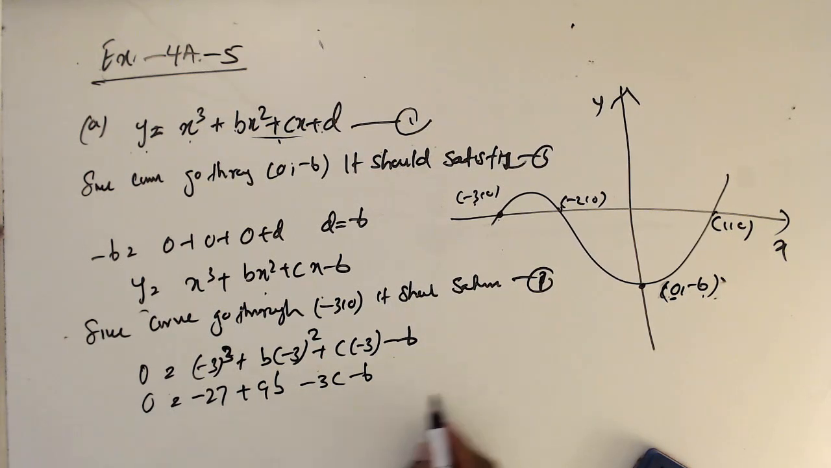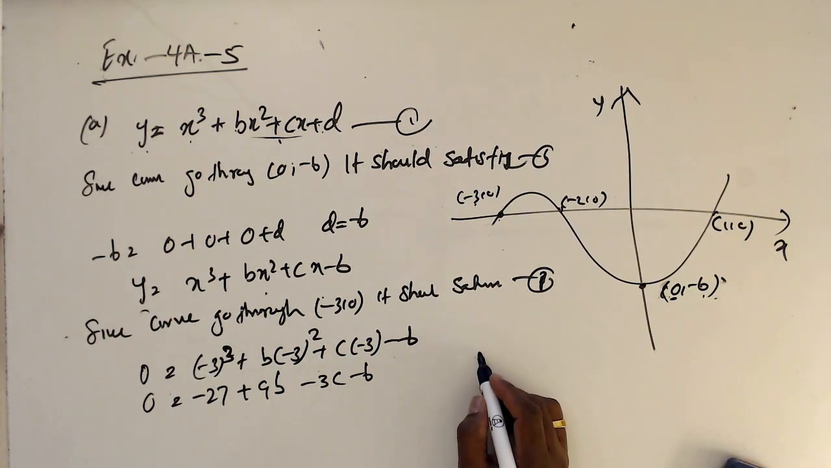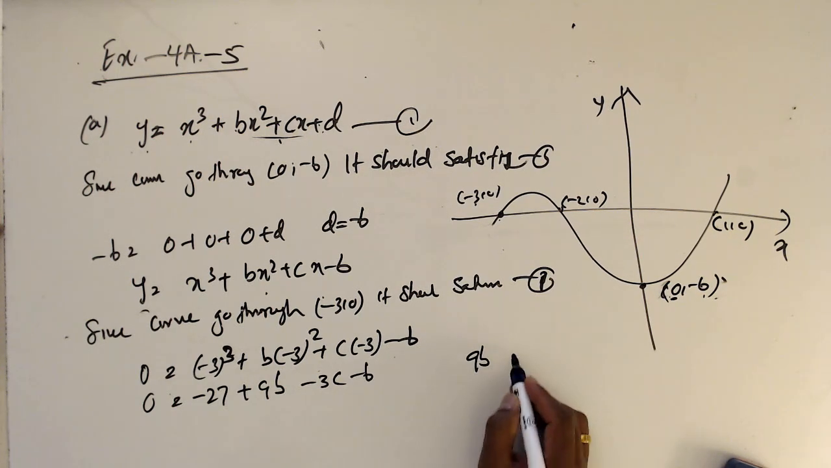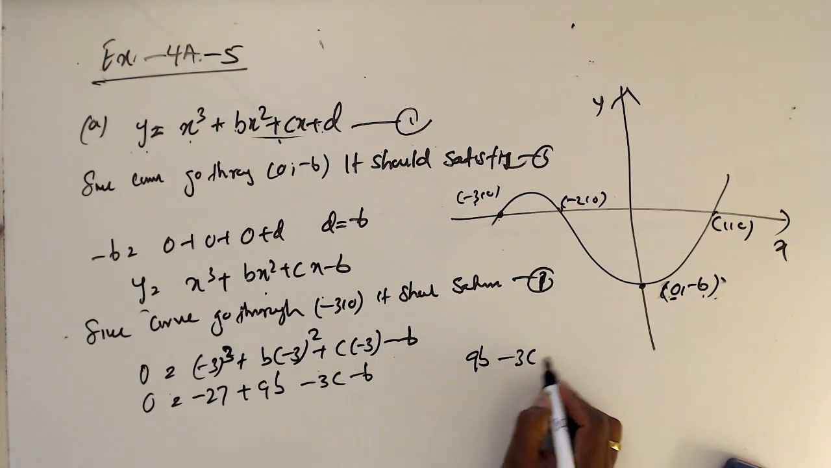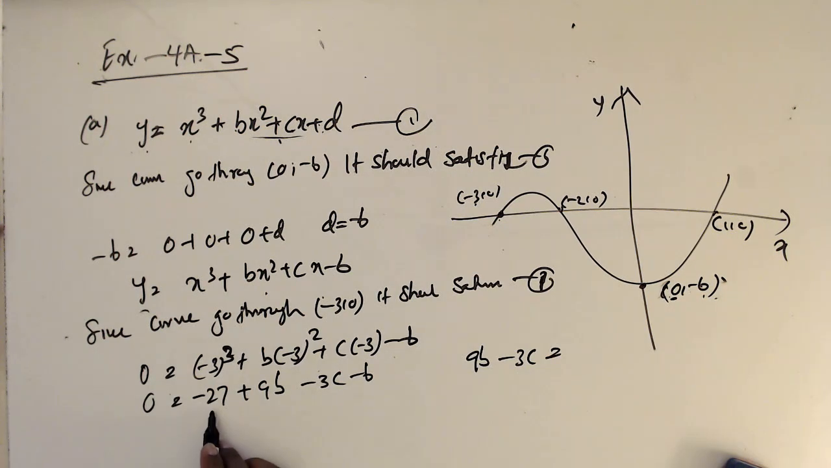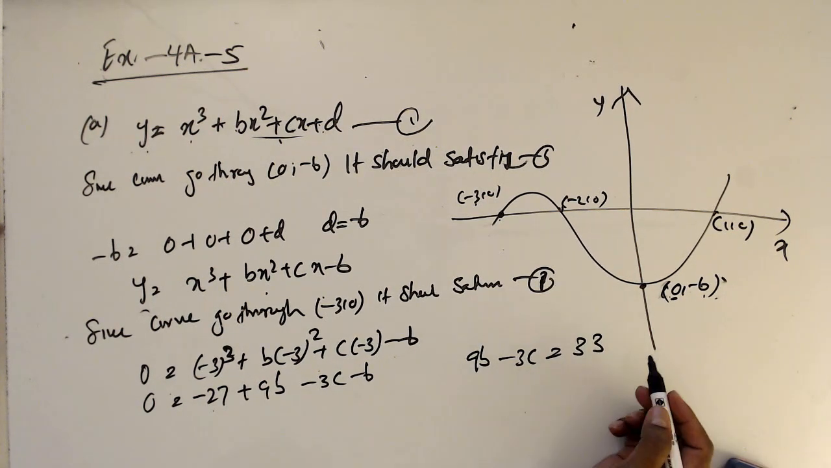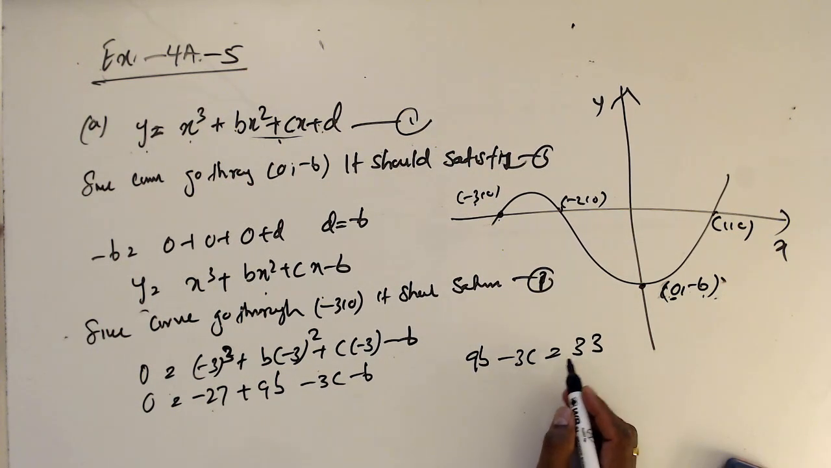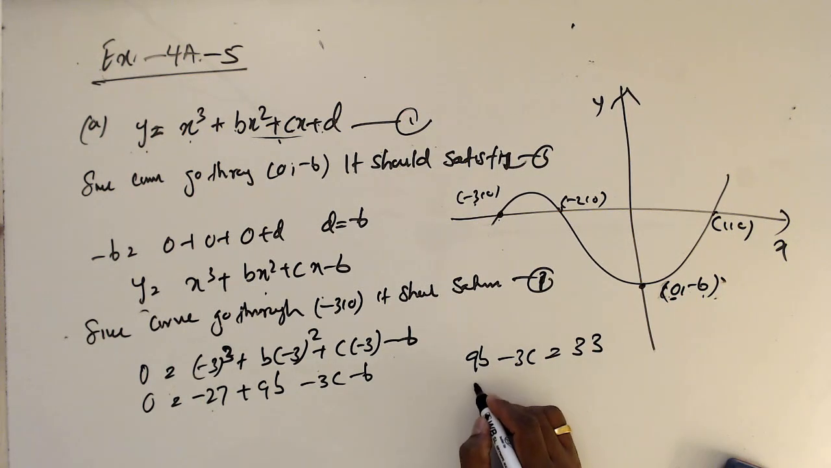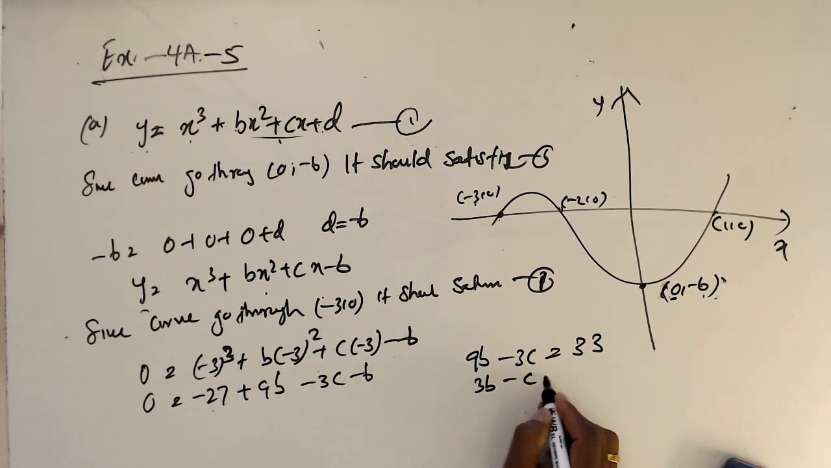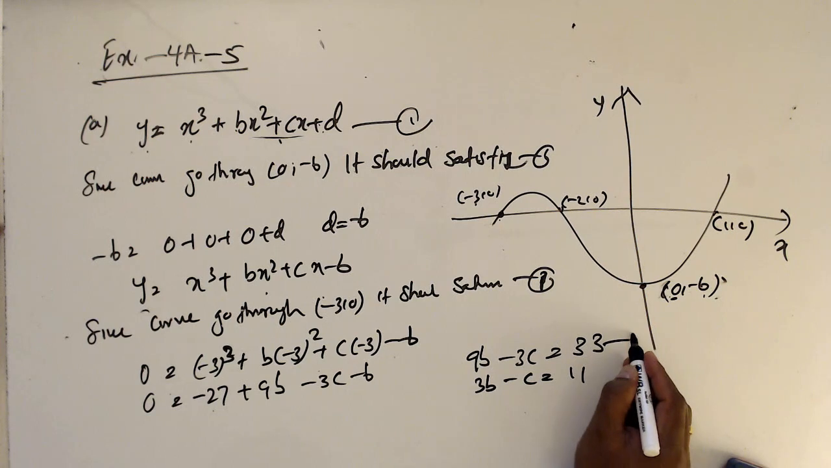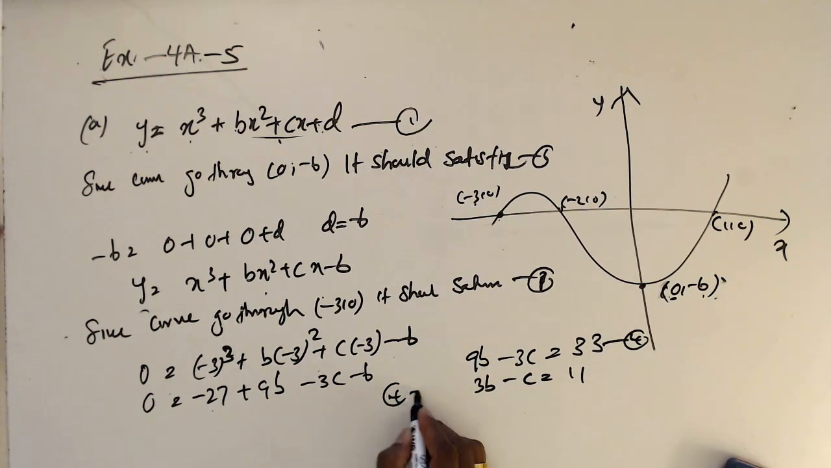Now 9b minus 3c minus 27 minus 6 is minus 33, I will bring to the other side, plus 33. I think I can divide everything by 3. 3b minus c equals 11.